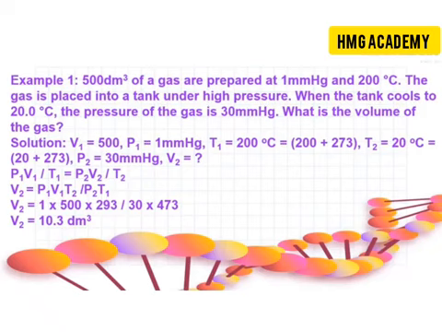So using the formula P1 V1 divided by T1 equals P2 V2 divided by T2, we make V2 the subject of the formula since that is the unknown. Then we input all the figures appropriately. After the evaluation, V2 is 10.3 dm cubed.